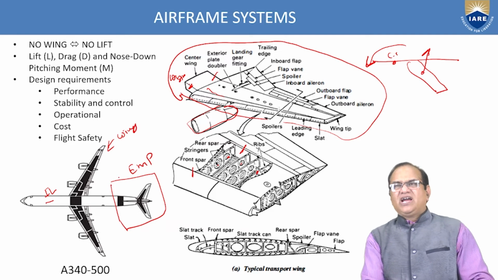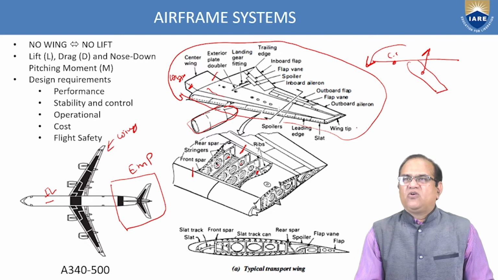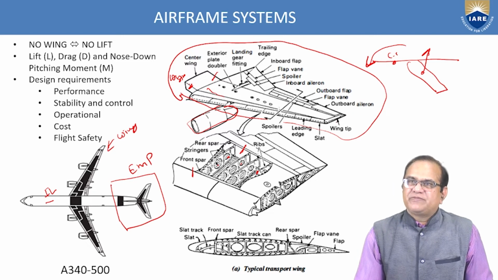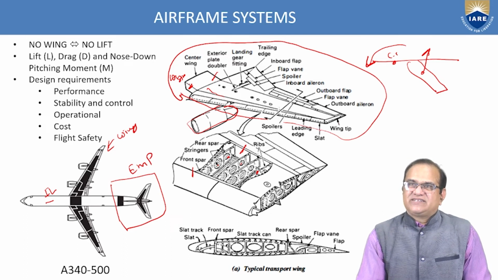So if you talk about the wings, how many parts are there? Just you can see, I will go one by one. Here is the wing tip. In the wing tip only we fix our winglets. Here is a slat.